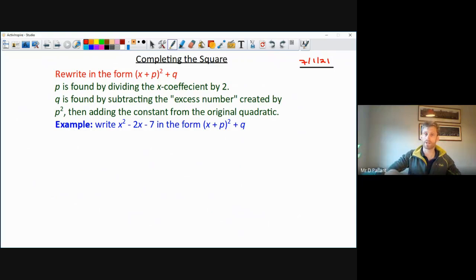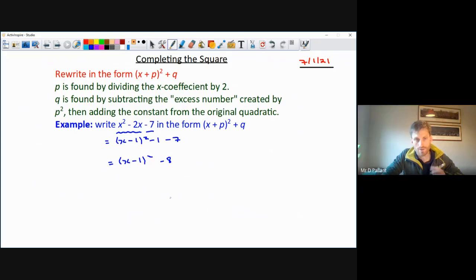Right. So the process, of course, is, let me get this different color pen out, is to start with the x squared minus 2x, x minus 1 squared minus 1, and then put the minus 7 on the end, which in this case will give us x minus 1 squared minus 8. Now, in this case, I'm looking at how I've been given it here. This tells me that p is minus 1 and q is minus 8. This may say plus q. It's just that the q itself is a negative number, and that's fine.